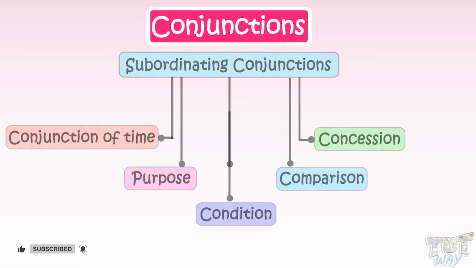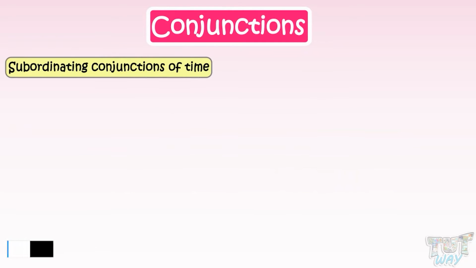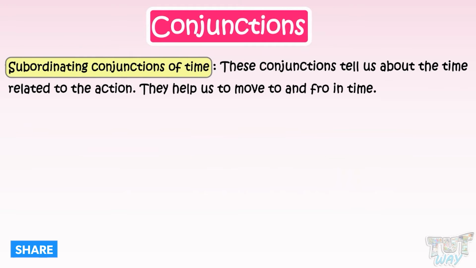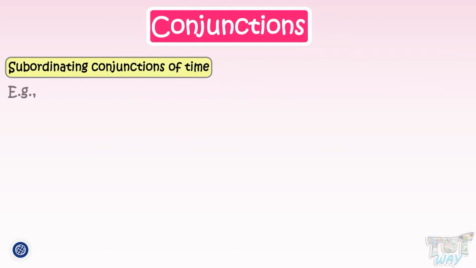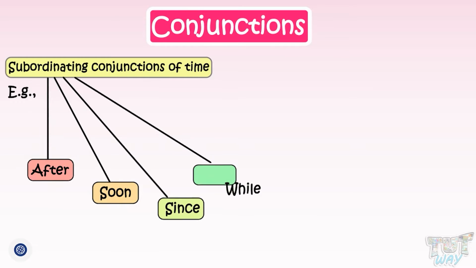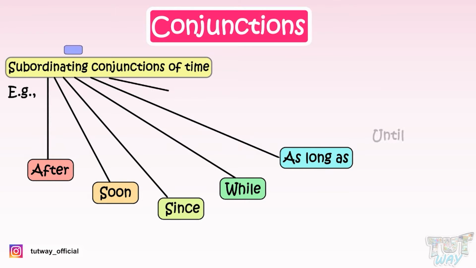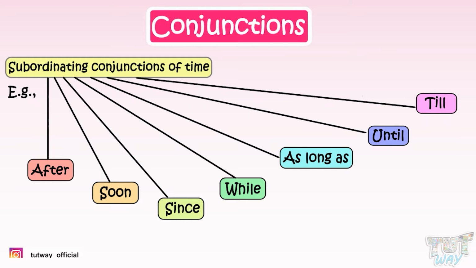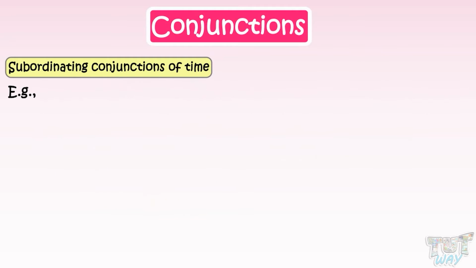First is conjunctions of time. These conjunctions tell us about the time related to the action. They help us to move to and fro in time. For example, after, soon, since, while, as long as, until, till, etc. Now let's see some example sentences containing conjunctions of time.